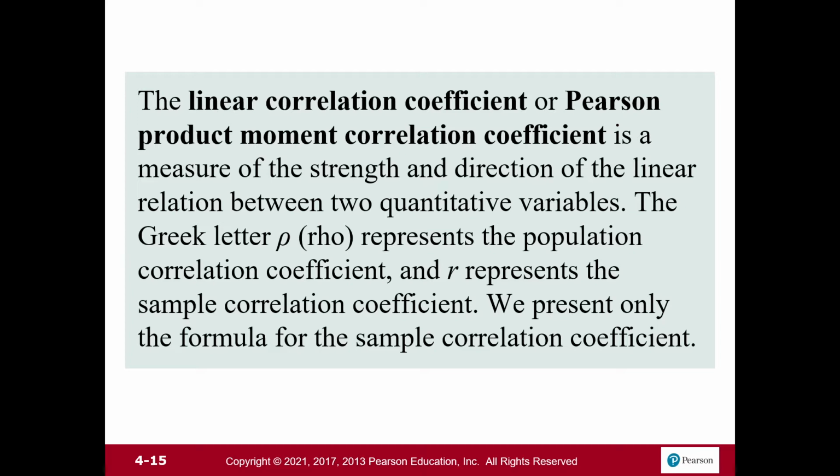It lets you know the strength, which basically means how straight the scatter diagram is. If the scatter diagram is very, very straight and the points are in a linear formation, it is going to have a very high strength. And the correlation coefficient also gives us the direction of the linear relation. It lets us know if it's positive or negative.